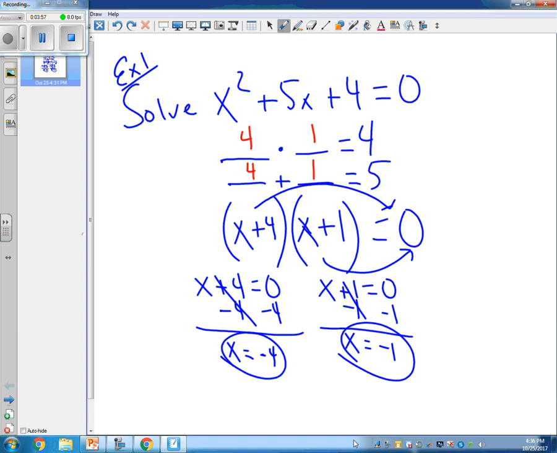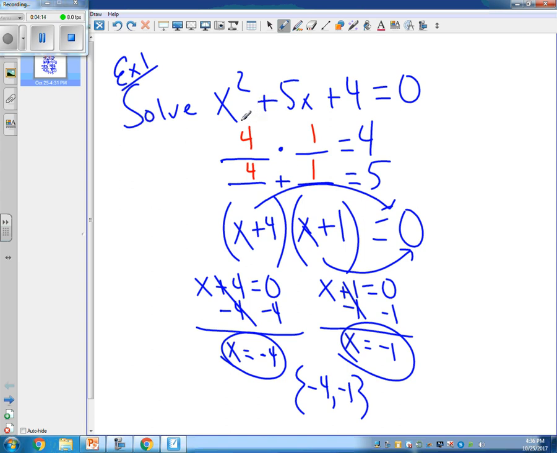Sometimes you'll see the solutions written in braces and brace notation. You don't have to do this if you don't want to. I'm just trying to be extra fancy. So our solution set is negative 4, negative 1. Those are the numbers that will make the original equation true.